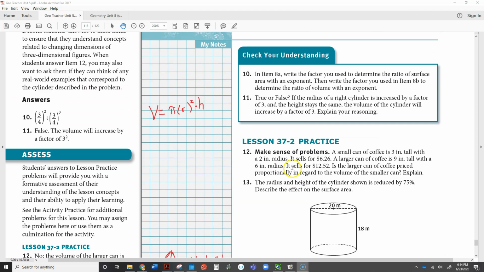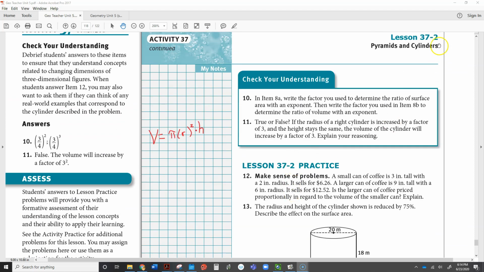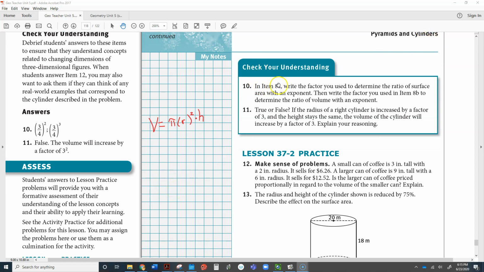Okay, so we're going over the answers for lesson 37-2. It said go back to item 8A and write the factor you used to determine the ratio of the surface area with an exponent. So we found the ratio was 3 to 4. And so for area, 3 to 4 squared, and for volume, it was 3 to 4 cubed.